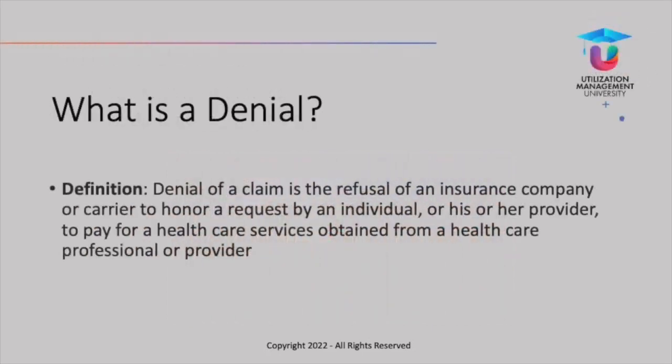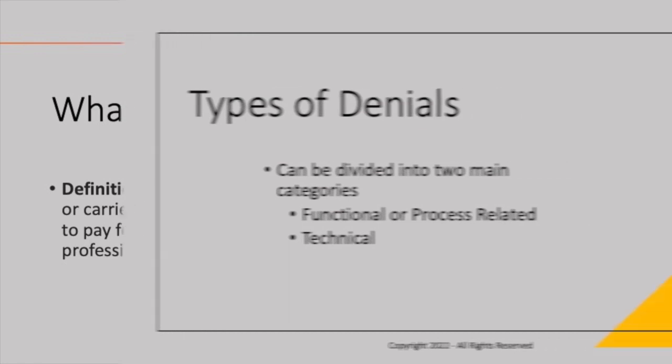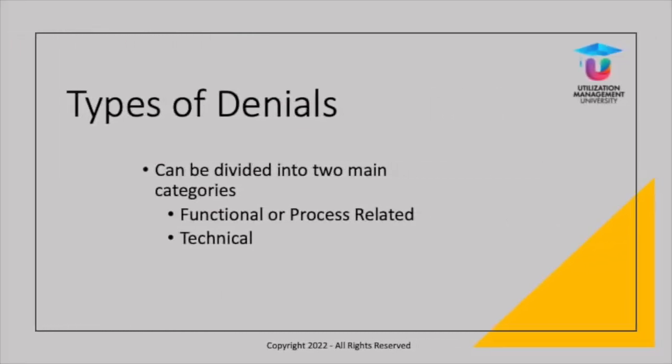But let's get started with the question, what is a denial? Well, by definition, denial of a claim is the refusal of an insurance company or carrier to honor a request by an individual or his or her provider to pay for healthcare services obtained from a healthcare professional or provider. And quite simply, there are basically two types of denials, two main categories. The first one is that of a functional or process-related denial, and secondly, a technical denial.